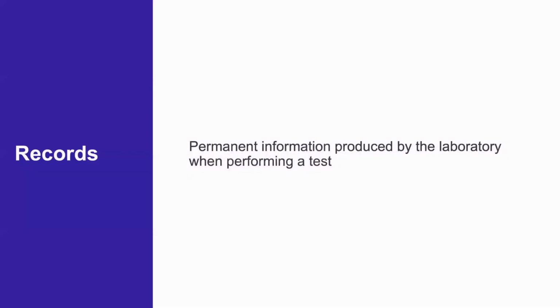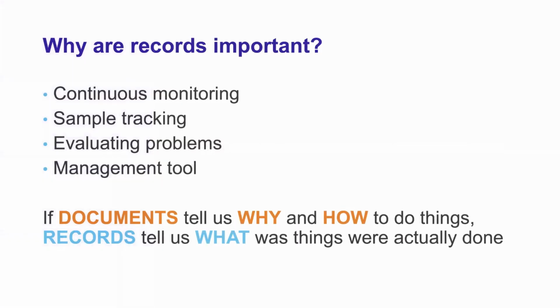So now we'll talk about records. Records are permanent information produced by the laboratory when performing a test. So why are records important? They provide continuous monitoring. They allow the lab to know what's going on and how we are monitoring our performance, with things like turnaround times and Levey-Jennings plots. That's another way you can see how your lab is performing over time.